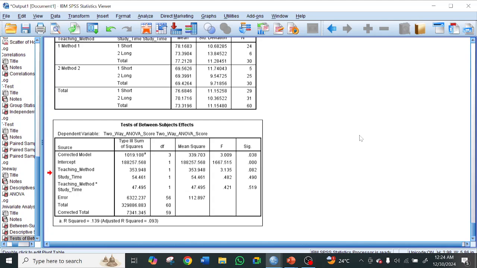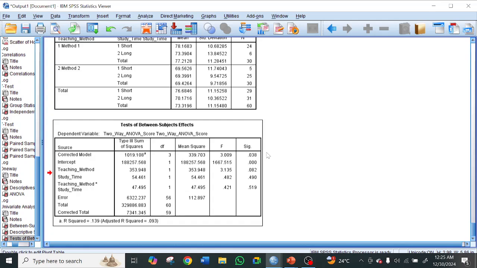So now what we need to look at is the tests of between subject effects. This table shows whether the effect of the independent variables and their interaction are statistically significant. You can see it's all about significance, and that's why we call it hypothesis testing, to test if the interaction or association or the difference are actually significant between the groups.